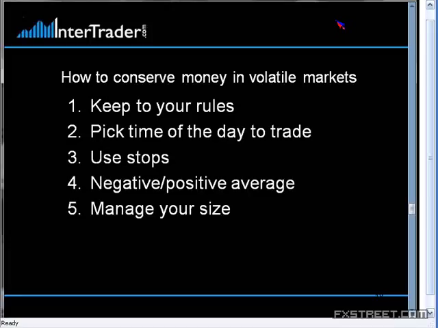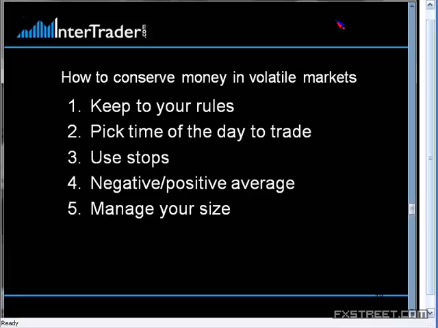So again, how you conserve your money in these volatile markets: keep to your rules, as we've talked about. Pick the time of day to trade. You might be a morning trader, or you might be an afternoon trader. The markets trade differently; we'll be trading things like the FTSE, etc., when the S&P opens in the US. Number 3, use your stops. Negative and positively average. If you trade smaller size, you can add to your positions if they go against you, or add to your positions as they go on side. It's a very powerful thing to do, and it's a controlled and responsible way of trading.